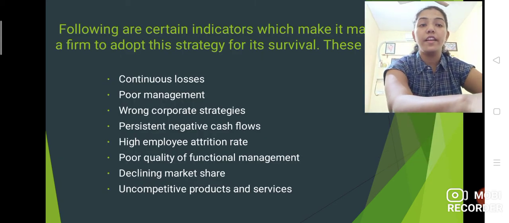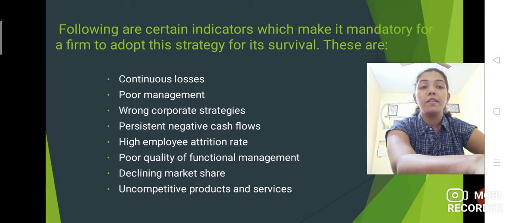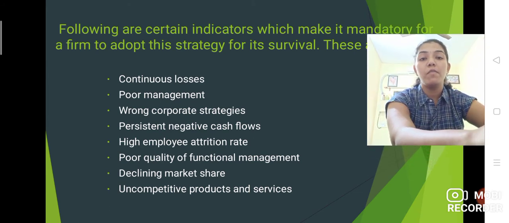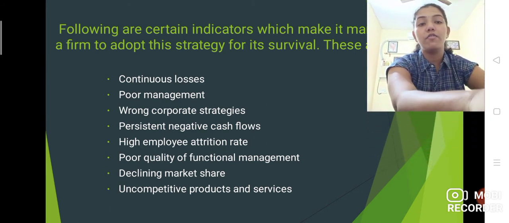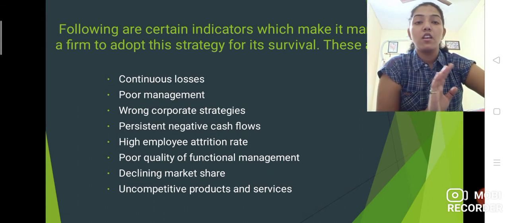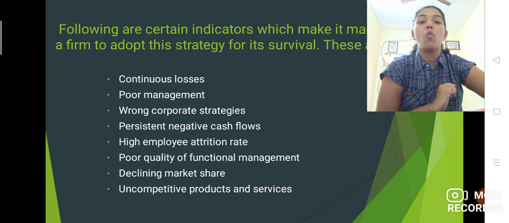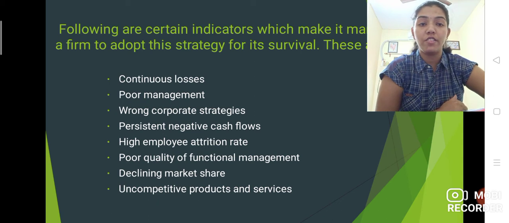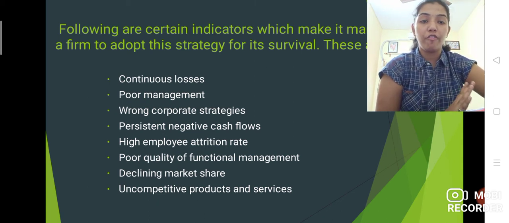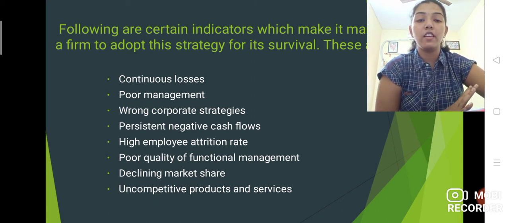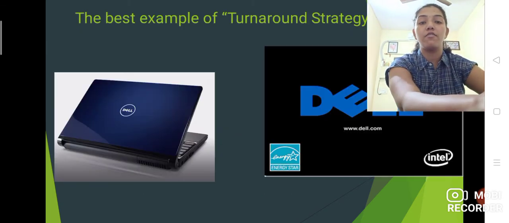Following are certain indicators which make it mandatory for a firm to adopt this strategy for its survival. These are continuous losses, poor management, weak corporate strategies, persistent negative cash flows, high employee attrition rate, poor quality of functional management, declining market share, and uncompetitive products and services.